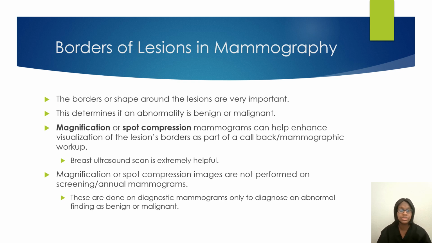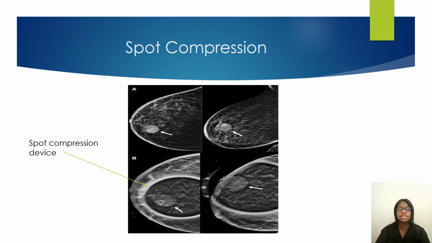Maybe it's asymmetric tissue that wasn't smoothing out or flattening out with the mammogram, or it could be a cyst, or the radiologists know it's probably a cyst, so they just send the patient over for a breast ultrasound. This is an example of spot compression.